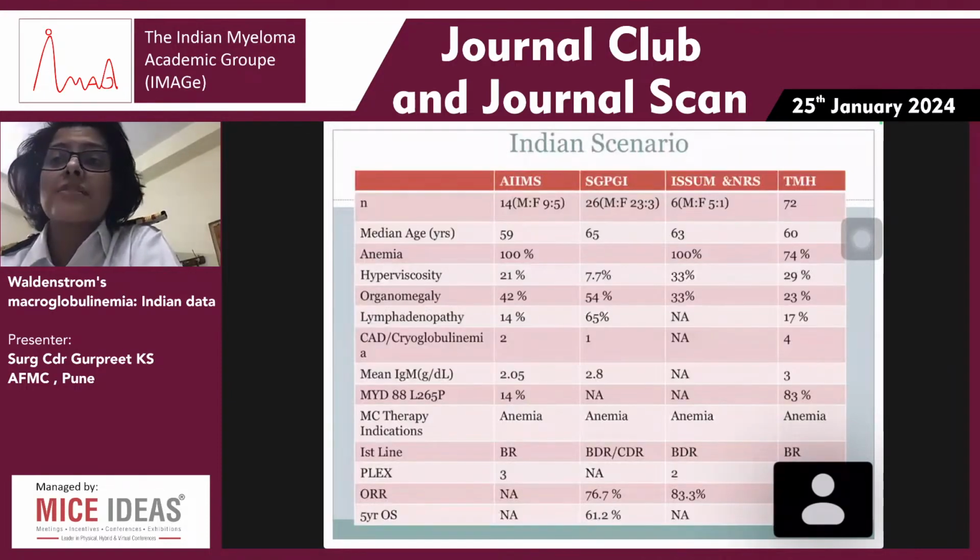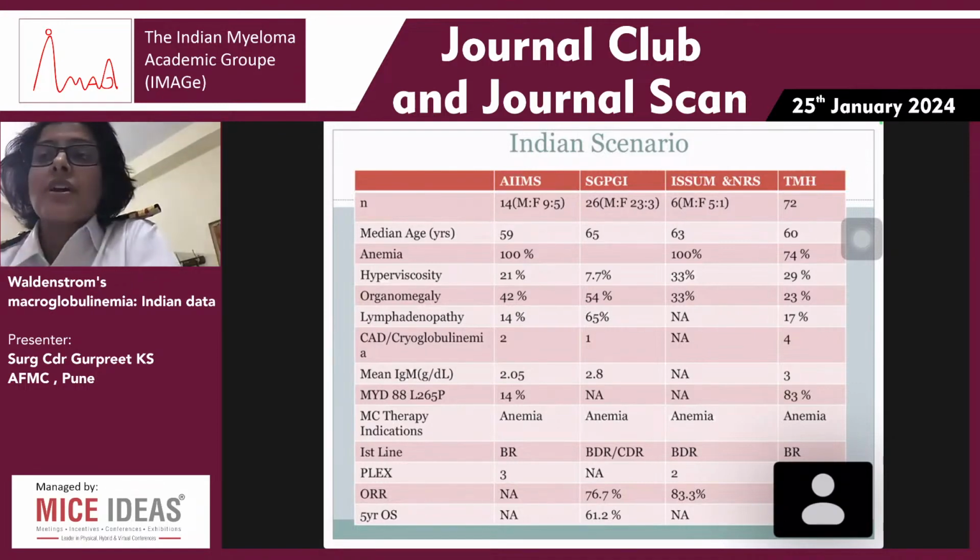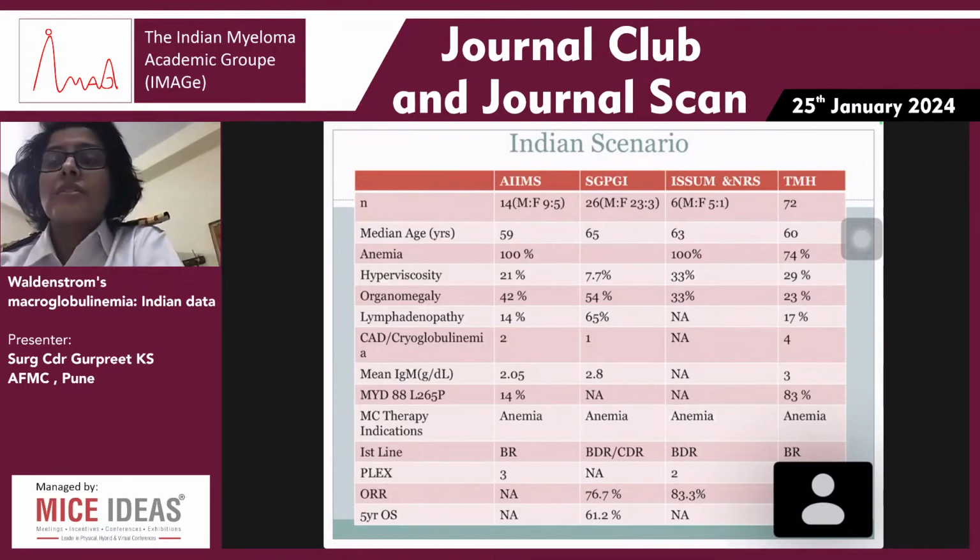Now, this is just a comparison of all the studies that I've looked at, TMH being the largest. The median age for the patients was around 59 to 60 years. All of them presented with anemia, except for TMH, where the anemia was just about 74%. Hyperviscosity was seen in 29% of the largest study from TMH, and that was 72 patients, versus the SGPGI study, in which it was just about 7.7% of the 26 patients they studied.